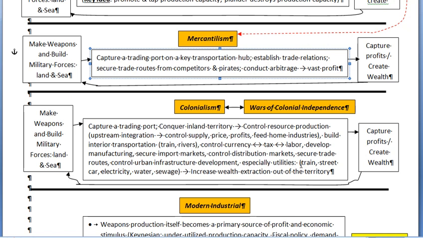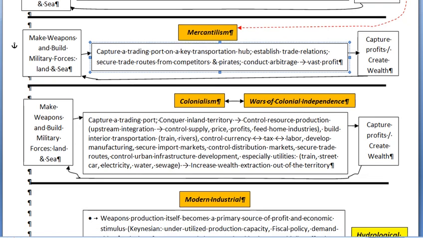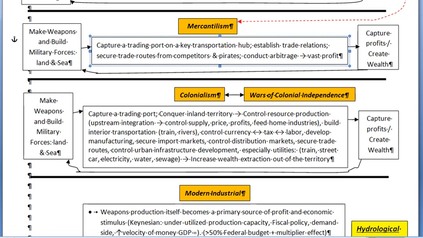Once you get your infrastructure invested and developed, right, it's a steady source of revenues. So you increase wealth extraction out of the territory. Again, you capture profits, use that to build your weapons to enforce this. All right, so that's another step in the evolution of warfare.